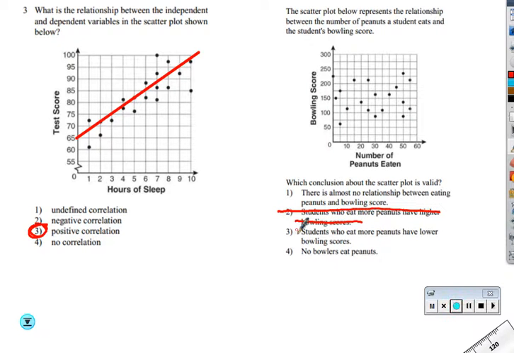3. Students who eat more peanuts have lower bowling scores. This is also not true. We can see that students who eat 10 to 20 also have low and high. 4. No bowlers eat peanuts. That is obviously false looking at this graph, because we can see that every bowler on this graph at least eats some peanuts. Which leaves us with 1. There is almost no relationship between eating peanuts and bowling score.